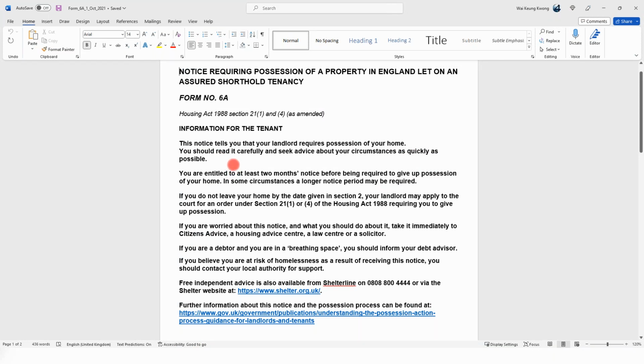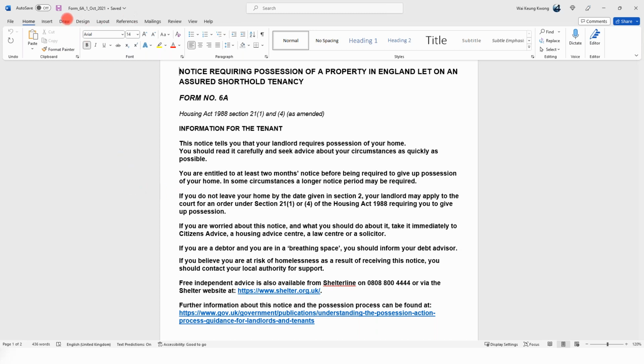This is the first page of the Section 21 notice, also known as Form 6A, and it's really giving information to the tenant regarding what they should do when they receive a notice from you. This first page needs to be left in its entirety. I won't go through each line because we don't have the time, but it explains to the tenant what the Section 21 notice is, what its ultimate aim is from a landlord's perspective, and who they should go and seek advice from. So the first page is just information for the tenant.